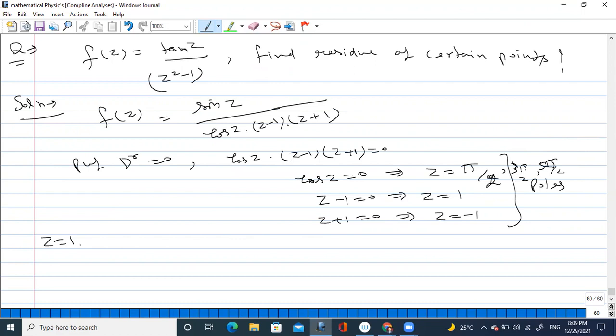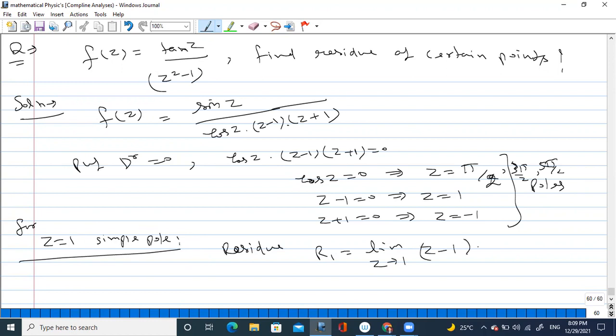Okay. So for that, I will apply the simple pole method. So for z equal to 1 simple pole, what is my method? Residue R1 will be limit z tending to 1, z minus z0, where z0 is 1, so z minus 1 into f(z). Understood? This is the formula for simple pole.